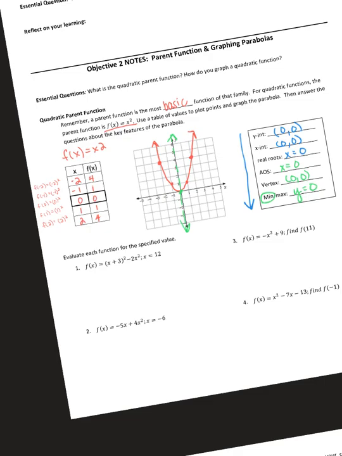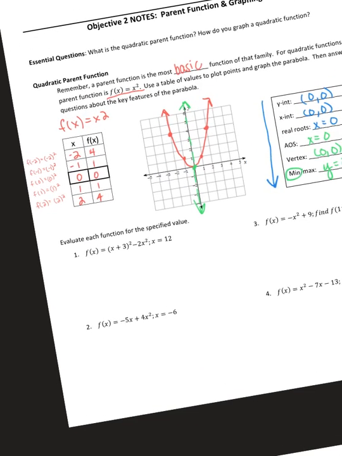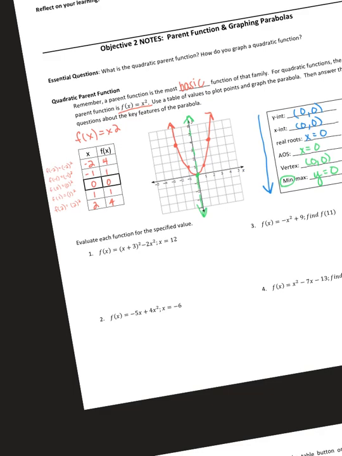Okay, so before we get into some more graphs, let's practice evaluating some quadratic functions given a value. So I'm going to do 1 and 2, and you are going to do 3 and 4. So let's take a look at number 1. It asks us to evaluate when x is equal to 12. So we're going to find f of 12, and that's equal to, we're going to replace the x's with a 12. So 12 plus 3 quantity squared minus 2 times 12 quantity squared. And remember to protect your numbers with parentheses.